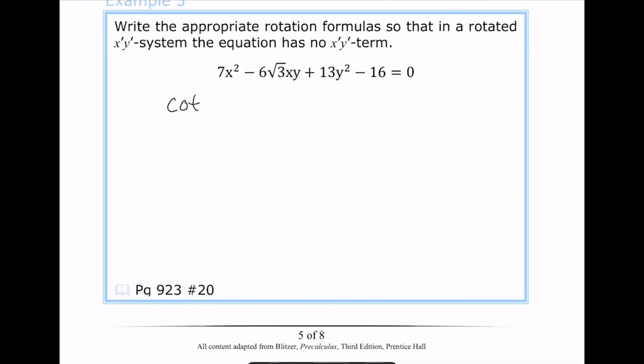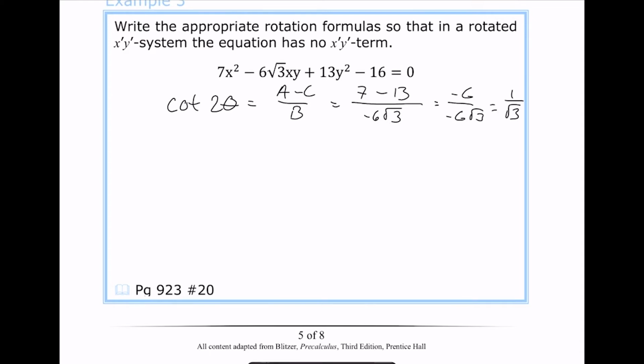The cotangent of 2 theta is equal to a minus c over b, which is equal to 7 minus 13 over negative 6 square root 3, which is equal to negative 6 over negative 6 root 3, which is equal to 1 over root 3. I don't really love working with cotans, so I'm going to take the reciprocal of both sides of this equation so that the tangent of 2 theta is equal to root 3 over 1.